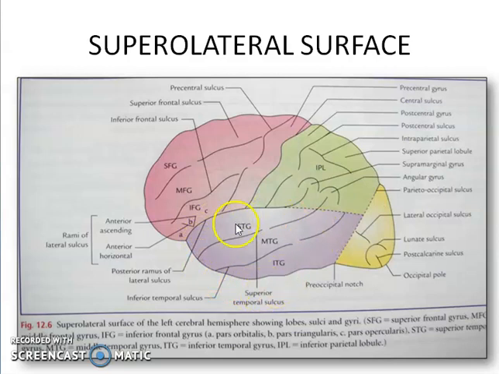In the temporal lobe there are two sulci running parallel to the lateral sulcus. These are called the superior temporal sulcus and the inferior temporal sulcus. The gyri present between them are called the superior, middle and inferior temporal gyri.